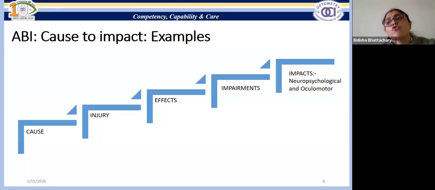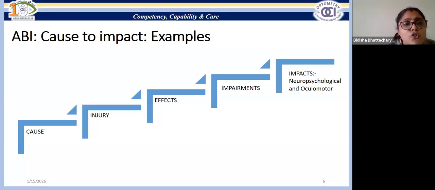The last and most important part is impact. There are two conditions where the patient will definitely have some impacts. One is neuropsychological and the other is oculomotor. When they start to have some deficiency, they will start to lose their eye contact. They will feel underconfident. So, neuropsychological and oculomotor deficiencies are found to be the most common immediately after accidents. So, what exactly does that mean?